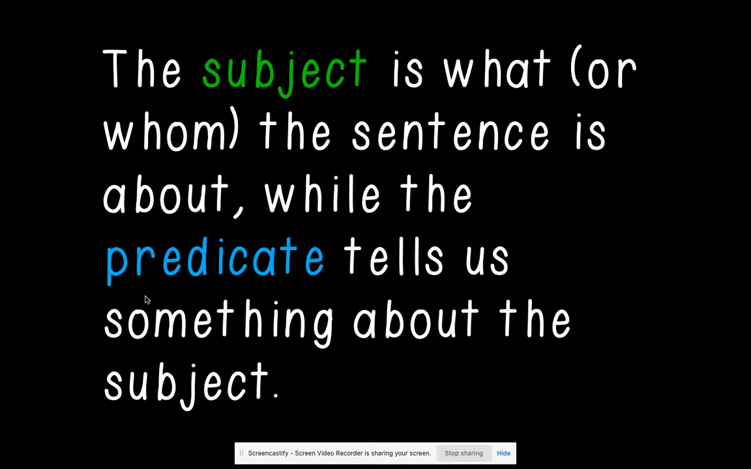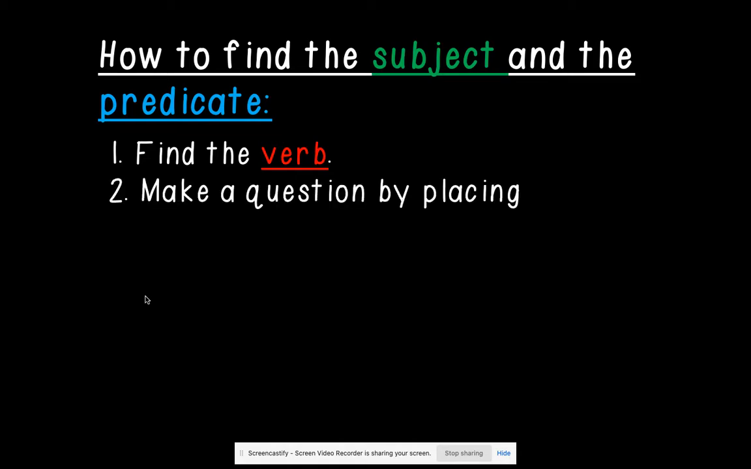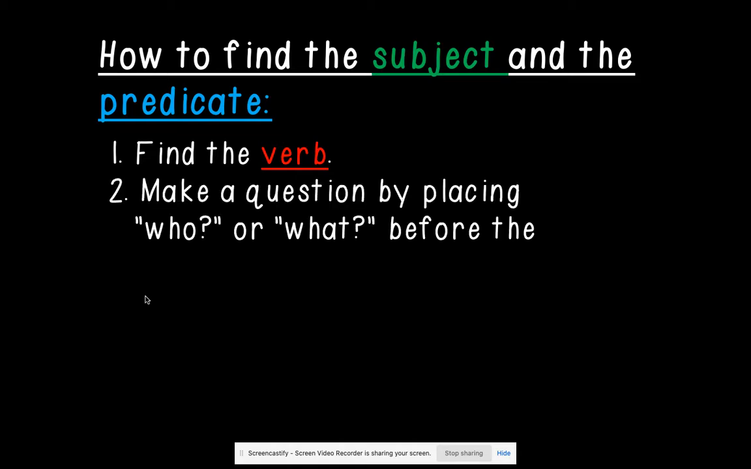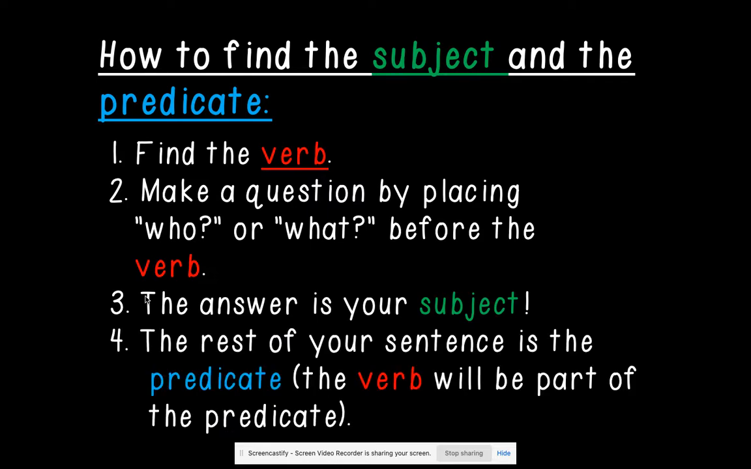The subject is what or whom the sentence is about, while the predicate tells us something about the subject. How to find the subject and the predicate? Well, first you have to find the verb. That's the action. Then make a question by placing the who or the what before the verb. The answer is your subject. The rest of your sentence is the predicate. The verb will be part of the predicate. Let's try this out.